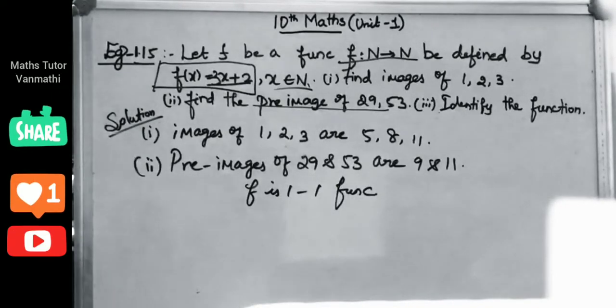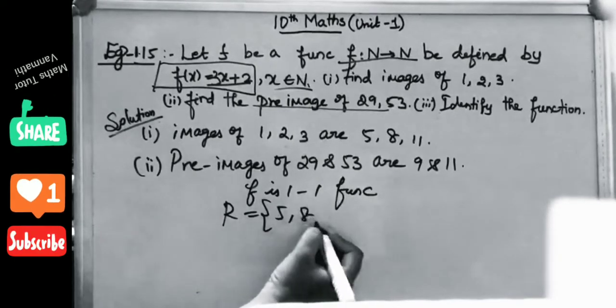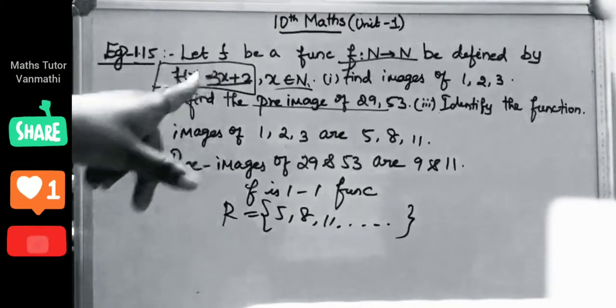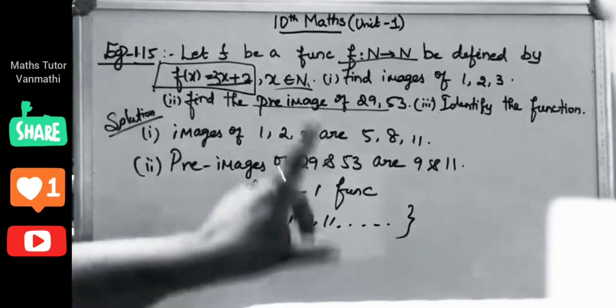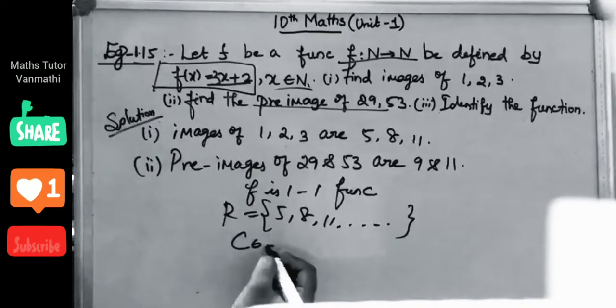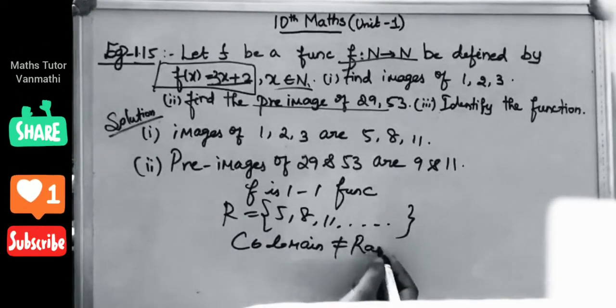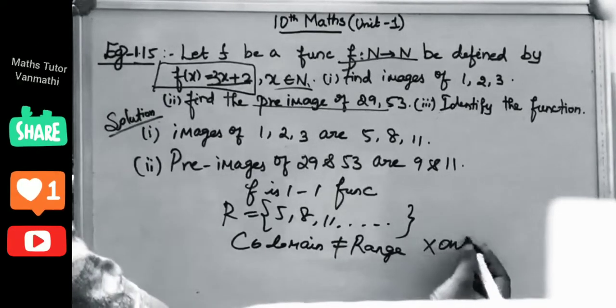But the range of f is nothing but 5, 8, 11, etc. It will be going on. But the condition they have given is 1, 2, 3 only. So the range is not equal to the codomain. When the range is not equal to the codomain, obviously it is not an onto function.